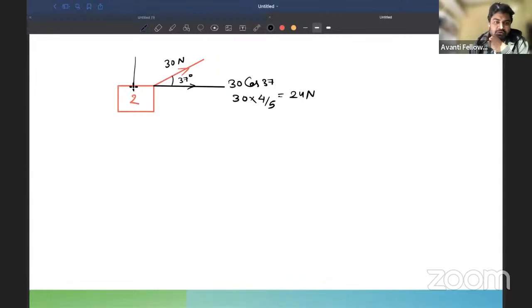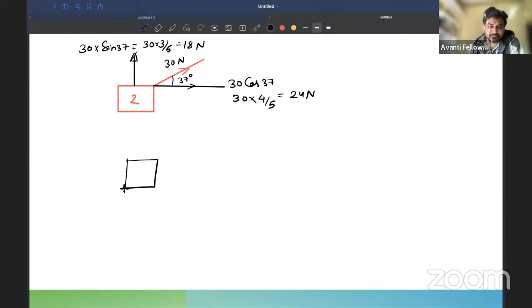Okay. If I talk about the vertical component, that will be 30 into sine 37. That is equal to 30 into 3 by 5. That is 18 newtons. That means इस ब्लॉक का ऊपर फोर्स लग रहा है 18, on the right side it is 24, right? और इस ब्लॉक का कुछ मास होगा, it will have some mass, right? So that mass will also be a force component, which is mg. Mg is 2 into g, that is 20 newtons downwards.